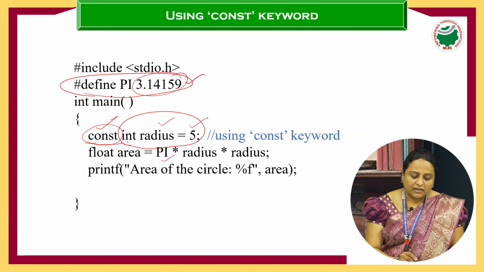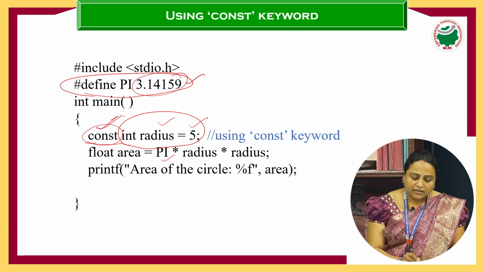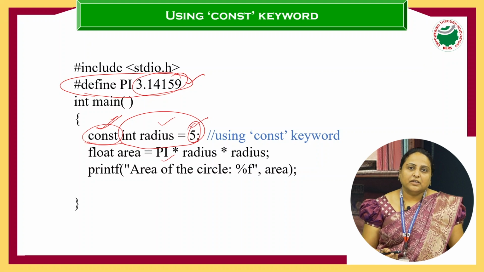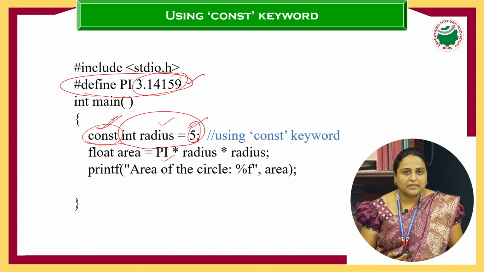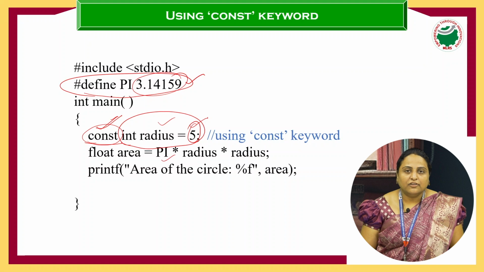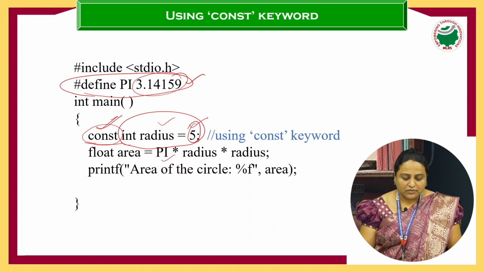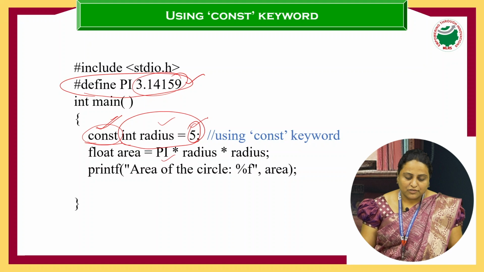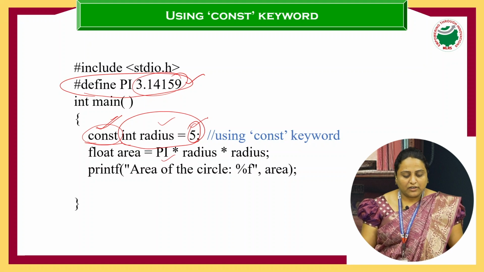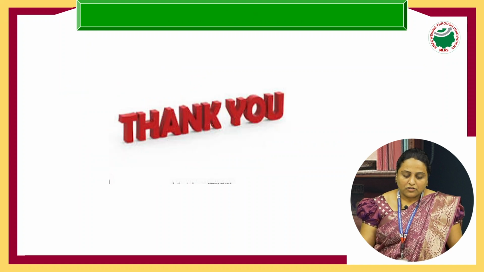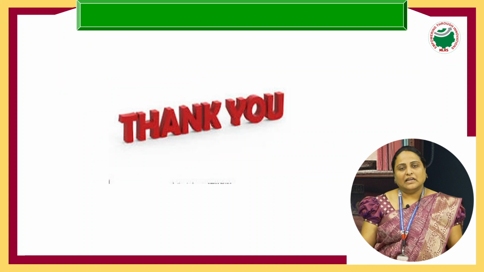Once you say that it is constant, then the value should be the same throughout the program. If you try to add something or subtract something, or make some changes in constants, then you are going to get errors in the program. So this is about the const keyword. This is an example where you can use both hash define and const keywords to represent constants in your program. So this is all about variables and constants.